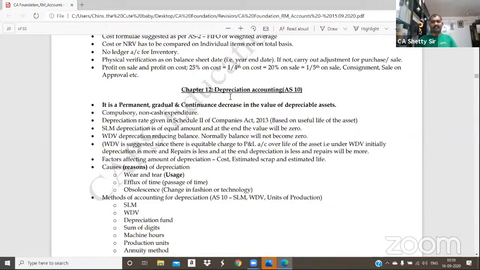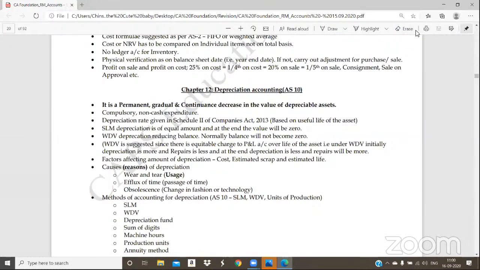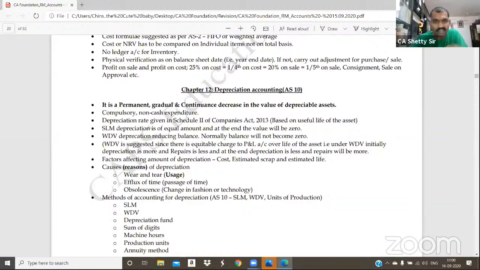Someone read. Depreciation accounting AS 10. It is a permanent, gradual, and continuous decrease in the value of depreciable assets. There is a spelling error there. It should be continuous. Decrease in the value of depreciable asset. See, you are a CA student. Use the right word. Starting only we say depreciation is fall in the value of asset.